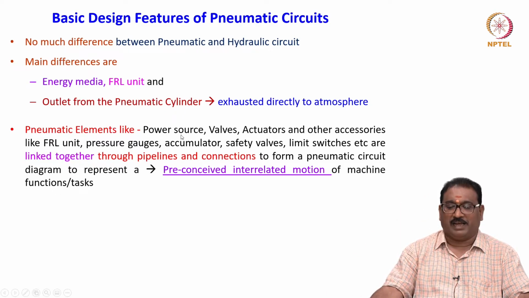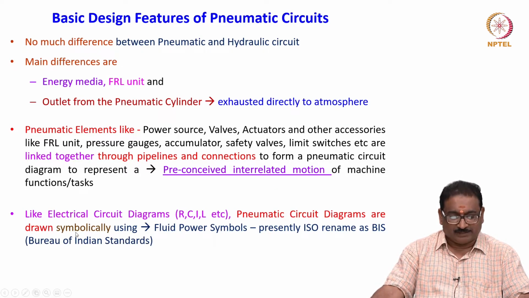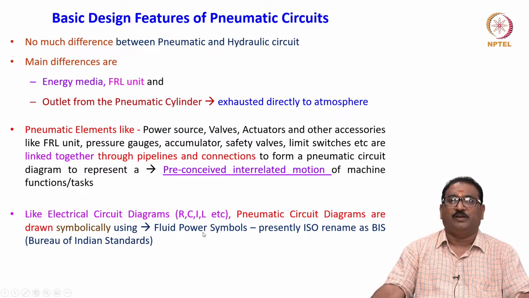So, pneumatic elements like the power source, valves, actuators and other accessories like an FRL unit, pressure gauges, accumulator, safety valves, limit switches and much more are linked together through pipelines and connections to form the pneumatic circuit diagram, to represent a preconceived interrelated motion of machine functions or a task. Like electrical circuit diagrams with RCI elements, pneumatic circuit diagrams are drawn symbolically using the fluid power symbols. These things we have discussed in the beginning of the course.